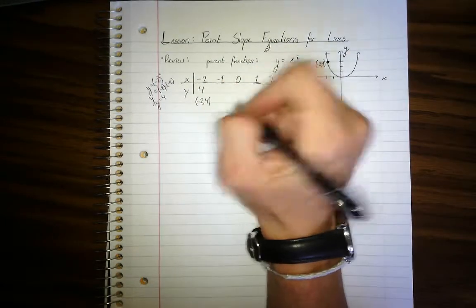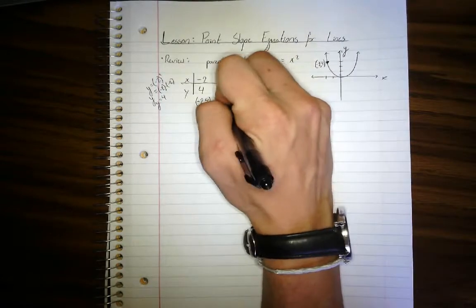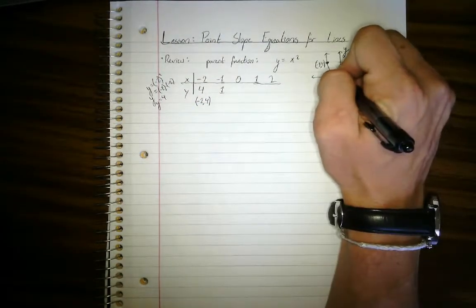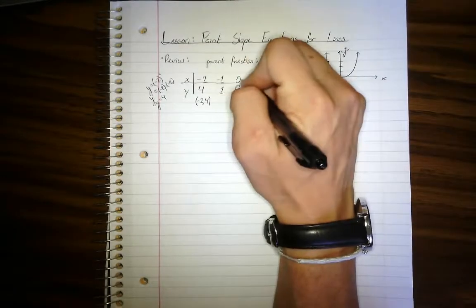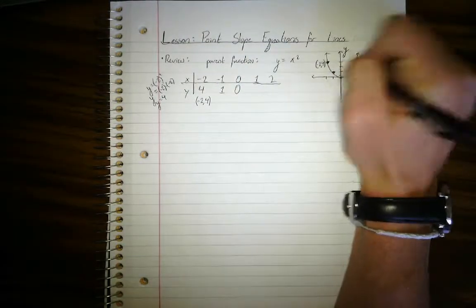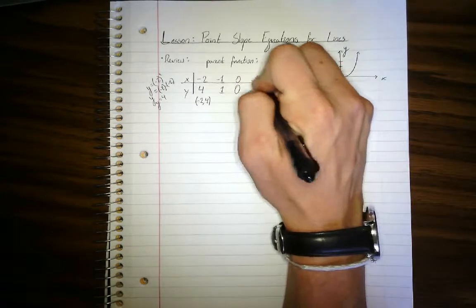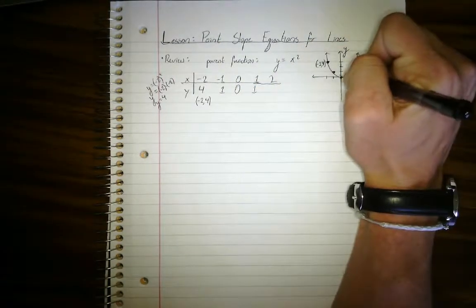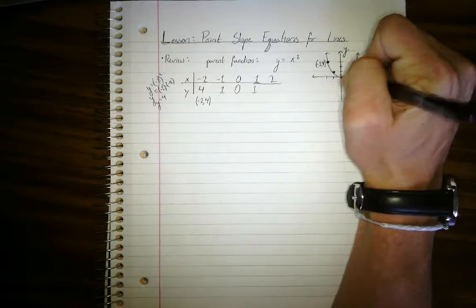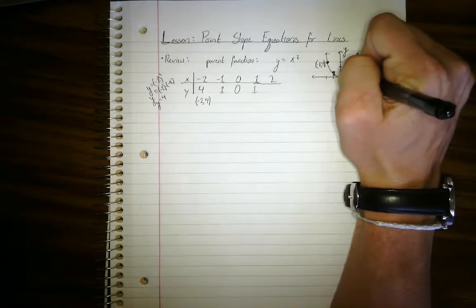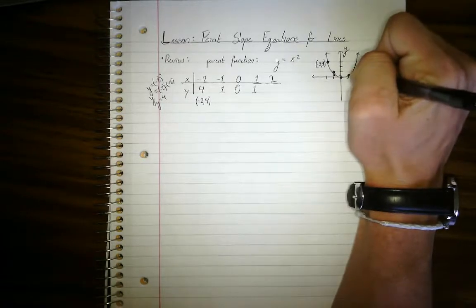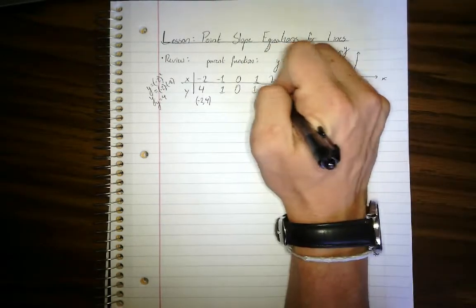We can do that again for -1. Square it, we get 1. So go backwards 1, up 1. We're right here. We square 0. We're right along the origin. We square 1. We get a 1. And finally, when we're over here at 2, we square it, we get a 4.